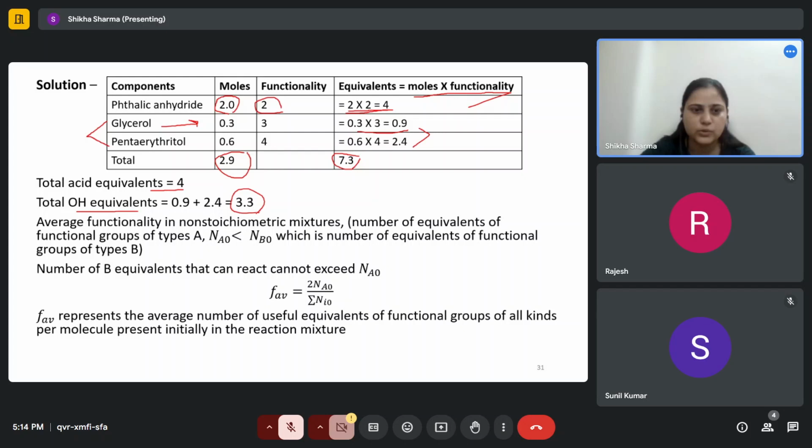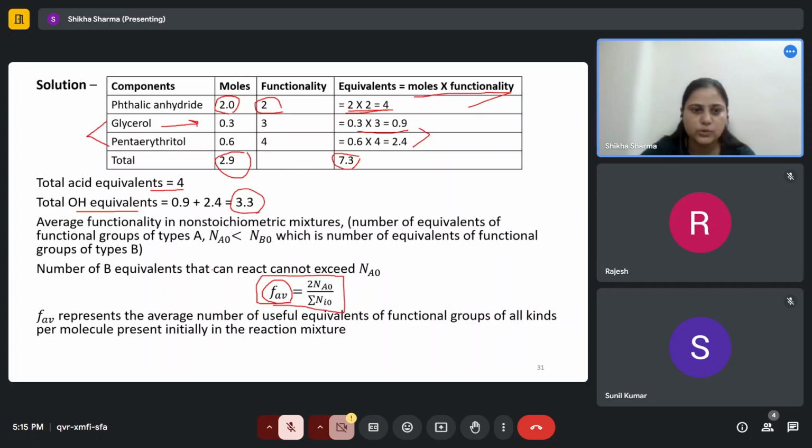So now the average functionality, which is FAV, in the non-stoichiometric mixtures is calculated by this formula: FAV equals 2 into N A naught divided by the summation of N i naught, right? This formula we can apply when the number of equivalents of the functional group of type A is less than the number of equivalents of the functional groups of type B.